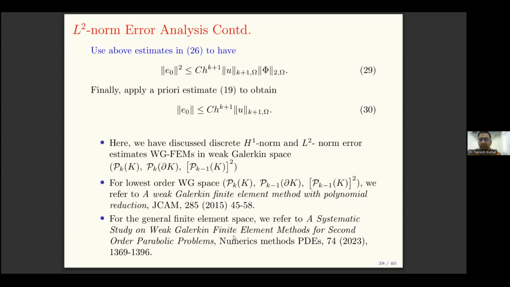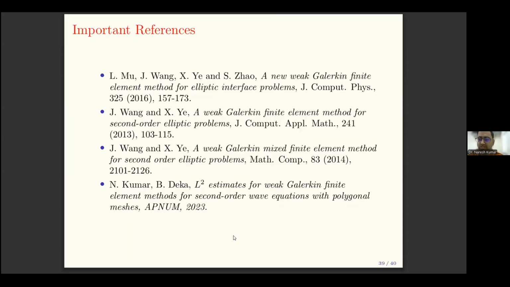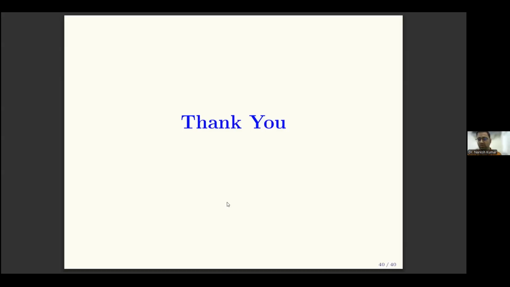So here I just suggest some important references. If you want to explore more theory about the WG method, you can go through this paper. This is a very interesting paper. That was the initial paper of the WG method, and this part is for elliptic PDEs, and we have developed the theory for parabolic PDEs and the wave equation. So we have developed the WG theory for the wave equation, for general hyperbolic equations, and for parabolic equations. So you can go through these references also. And thank you.